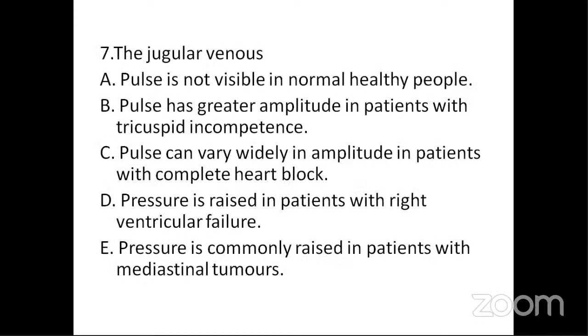The jugular venous pulse is not visible in normal healthy people. The jugular venous pulse has greater amplitude in patients with tricuspid incompetence. The jugular venous pulse can vary widely in amplitude in patients with complete heart block. Jugular venous pressure is raised in patients with right ventricular failure. The jugular venous pressure is commonly raised in patients with mediastinal tumors. Which among the following is true and which among the following is false?